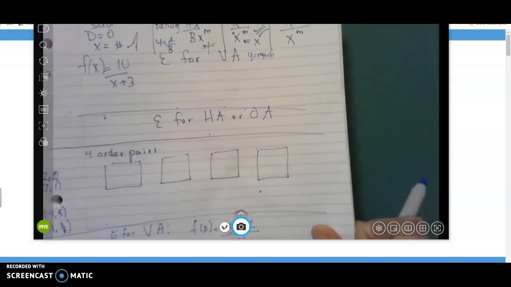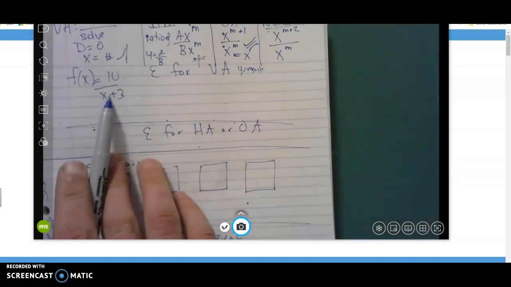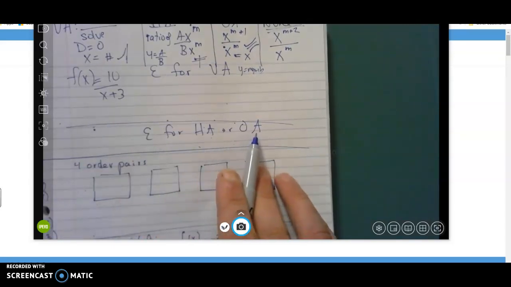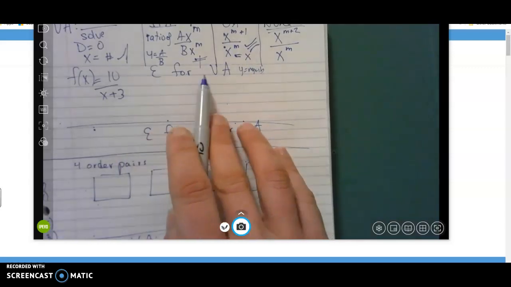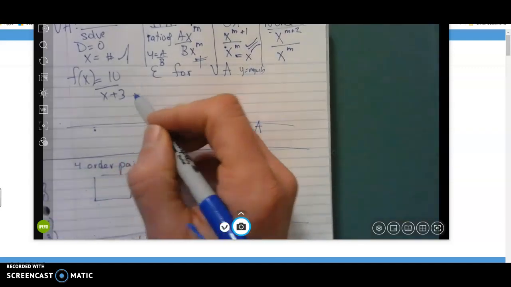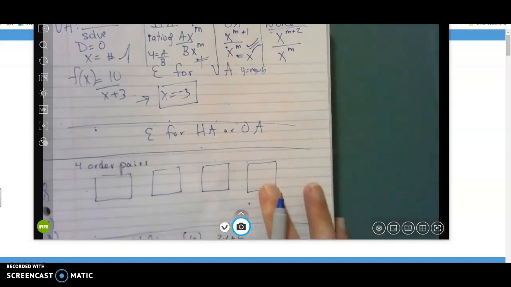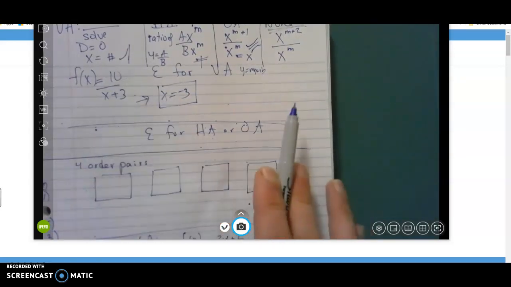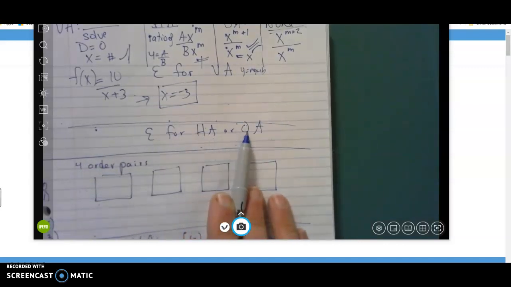So for the first example here, we have f of x is equal to 10 over x plus 3. In that case, we're looking for an equation for the vertical asymptote first, and then the horizontal or oblique asymptote. For the vertical asymptote, nothing can be factored out, so we're simply going to say that x is equal to negative 3. And that's the equation for the vertical asymptote, because that solves the denominator equal to 0 after everything could be simplified.